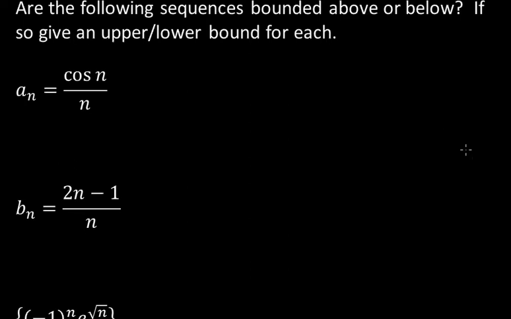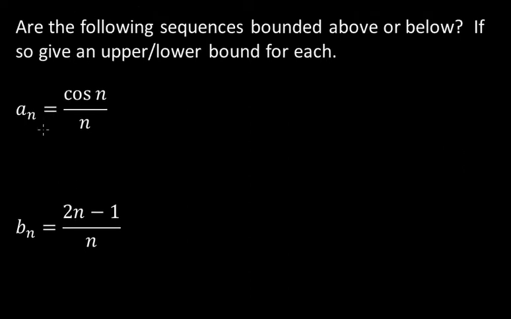Some examples. The first example here, a sub n is equal to cosine n over n. We would like to find an upper and a lower bound, or say that the sequence is unbounded. Here we know that cosine n is always less than or equal to 1, greater than or equal to minus 1. And since n is a positive integer, we can divide through by n, and the inequality signs keep the same direction.